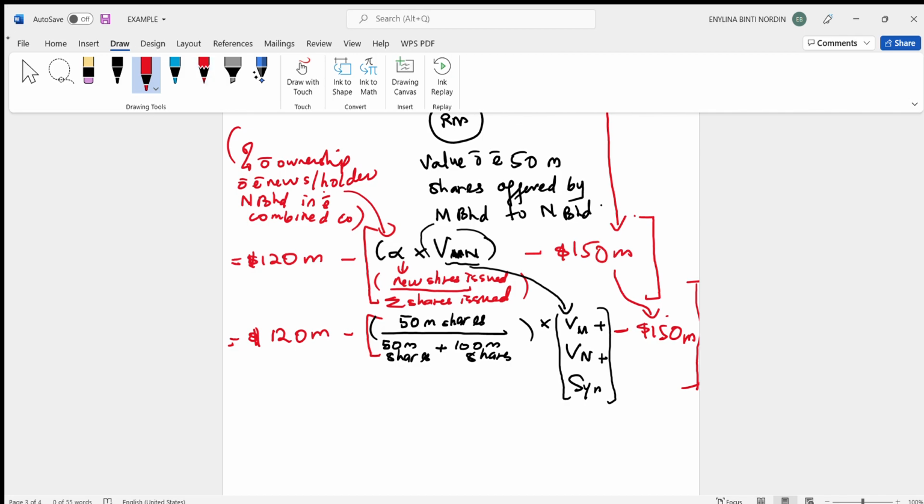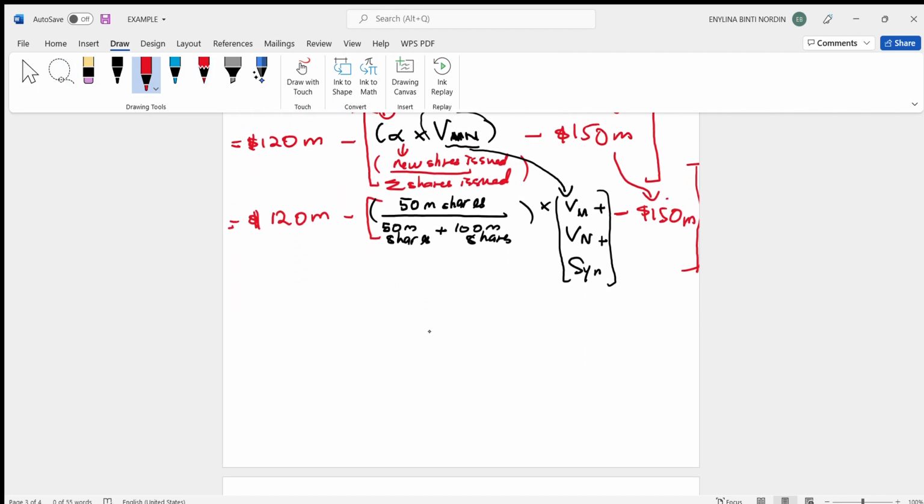Okay, now continue our calculation. Next level, same amount of synergy, 120 million. You minus, what is the percentage of this ownership by the new shareholders? 50 divided by 150. So the ownership is about 33.33%. This is the ownership of the new shareholders in the combined firm after the merger. And you multiply by what is the value of the combined firm?